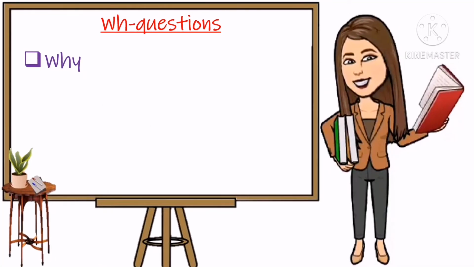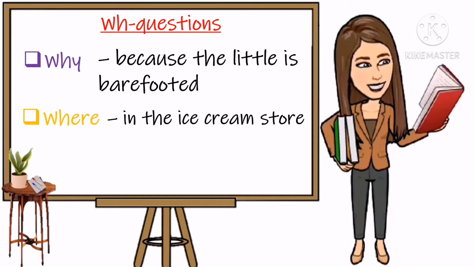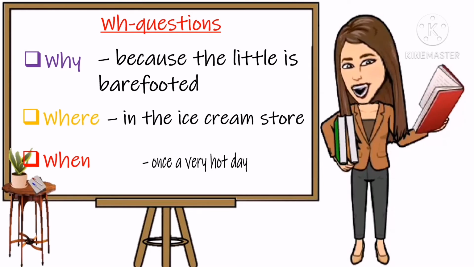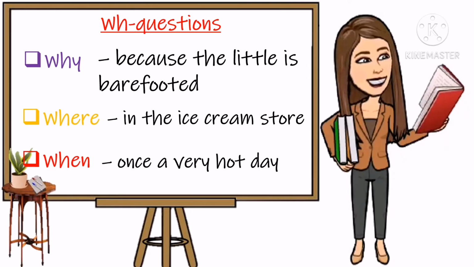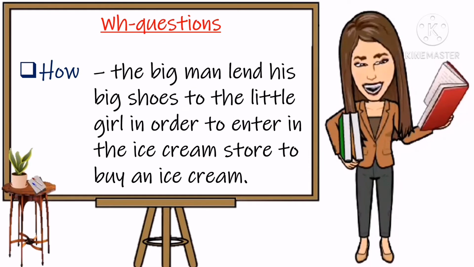Next, why? Why did the store clerk send the little girl outside? Because the little girl is barefooted. Next, where? Where did it happen? It happened in the ice cream store. Next, when? When did it happen? It happened on a very hot day. Next, how did the big man help the little girl? The big man lent his big shoes to the little girl in order to enter the ice cream store to buy an ice cream.